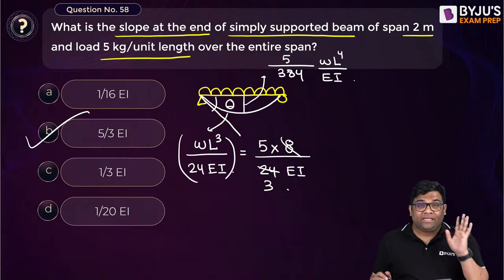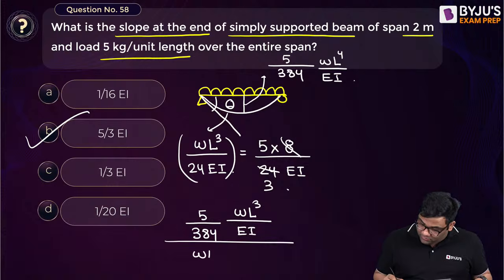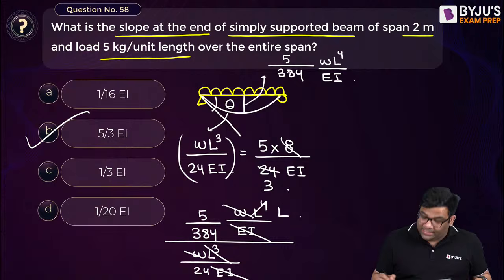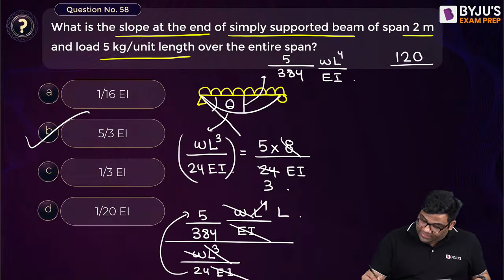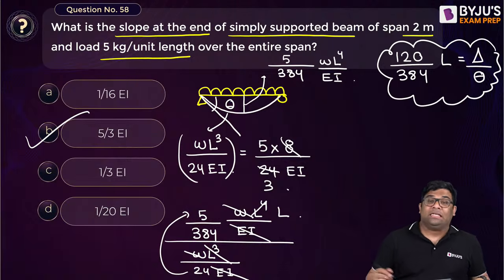Yes. Now if you take the ratio of the central deflection and the slope, how much do you get? Yes, you see EI gets cancelled, W gets cancelled, this is L to the power 4, and with this L cube I get an L here. And this 24 goes up, I get 120 by 384 L, right? This is the ratio of deflection to slope. Yes or no?